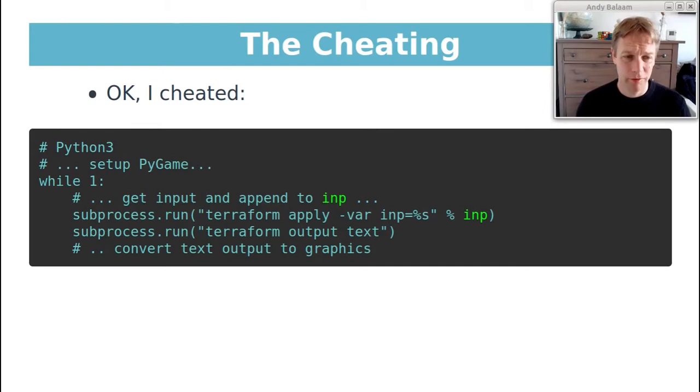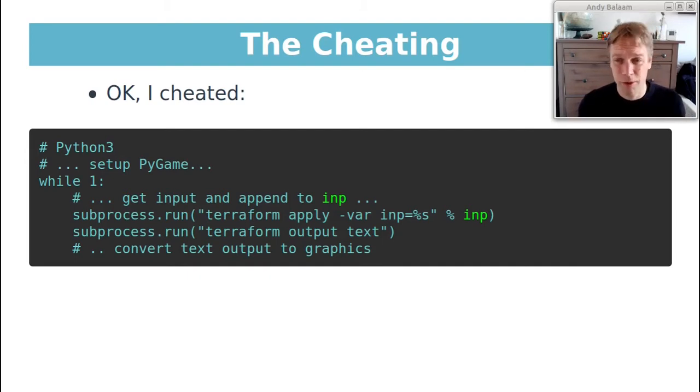And then once it's got it, it runs Terraform. It actually runs Terraform twice each time step. First it runs Terraform apply, and it passes in that input. So that's the bit that tells Terraform to actually do its work. And then it runs Terraform output to say, give me back the result of the work that you've done. And then you saw in the terminal window the text that got printed out, which was like a textual representation of a snake game. So the Python code then reads in that textual description and turns it into the graphical display that you saw. So that's how the game works. That's the extent to which I cheated.